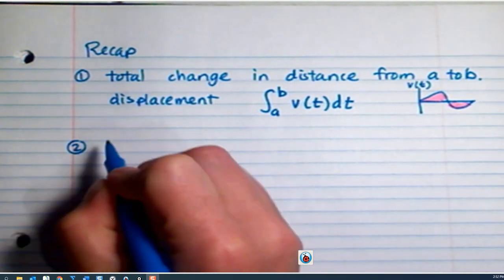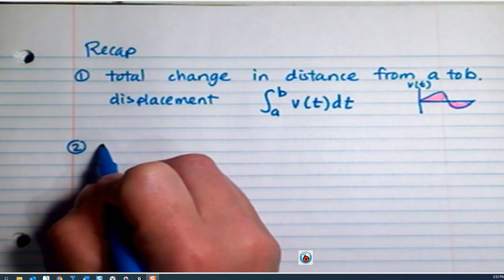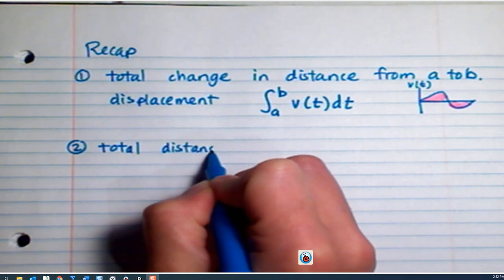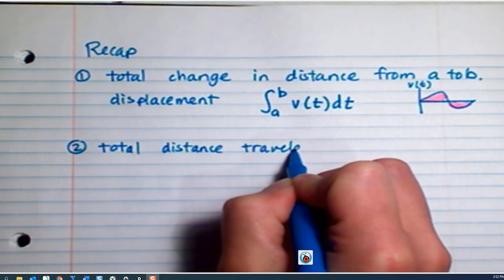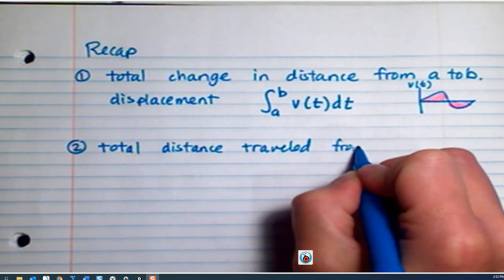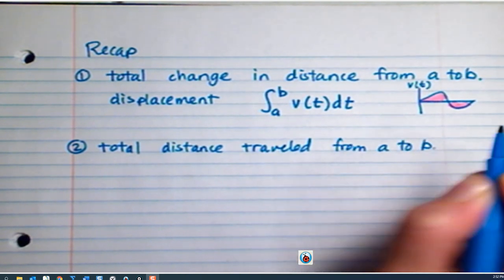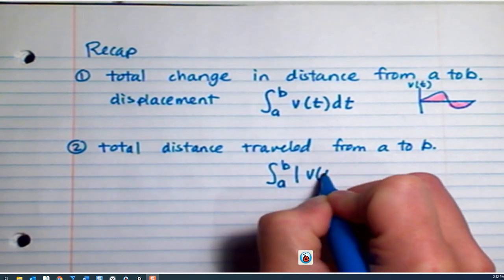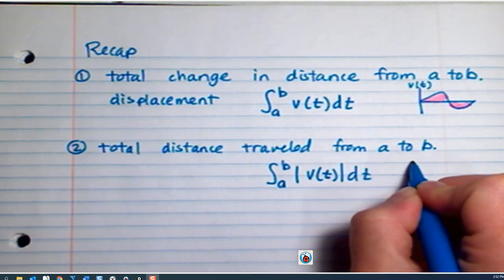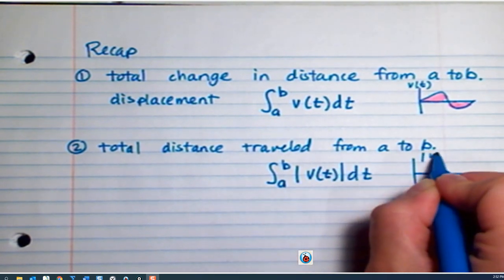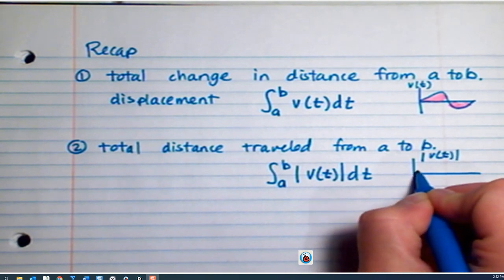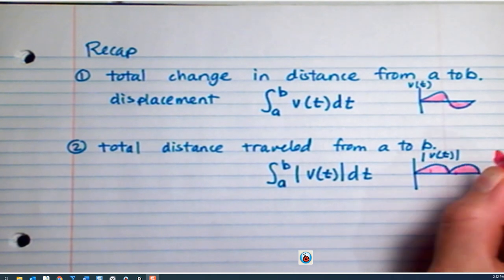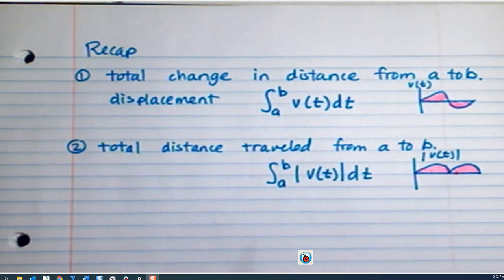Okay, the second formula we did was total distance traveled from A to B. Okay? And this integral looks like this. Okay? Sketch a little graph here, but this time we're going to do the absolute value. And so that turns everything positive. Okay. Total distance traveled.